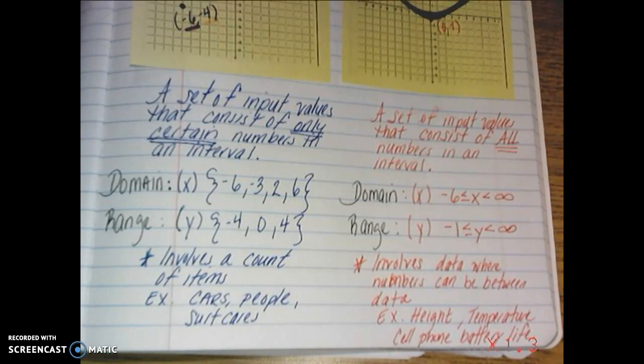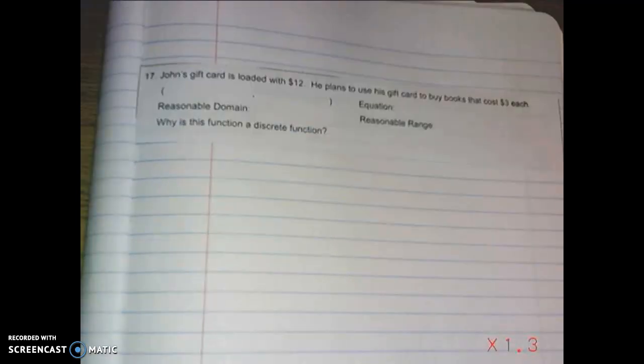All right. Take a second, write that down if you need to. Press rewind if you got to rehear. Third problem. Pause the video while you read it. This may seem jumpy, but this is what it is. John's gift card is loaded with $12. He plans to use his gift cards to buy books that cost $3 each. So the first thing that you can do is write an equation to talk about what's happening right here.